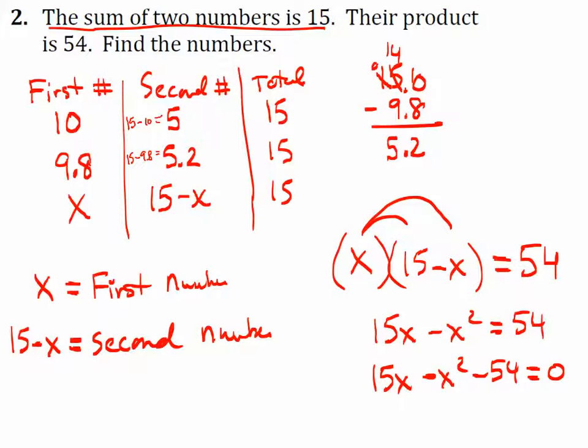Alright, and I don't like the order here. Shouldn't the x squared go first if I'm going to be factoring? So let's put the negative x squared first, then the 15x, then the minus 54. And then we've got ourselves another problem, because we do not factor with a negative in front of our x squared. So how do I get rid of that negative? How about multiplying both sides by -1.